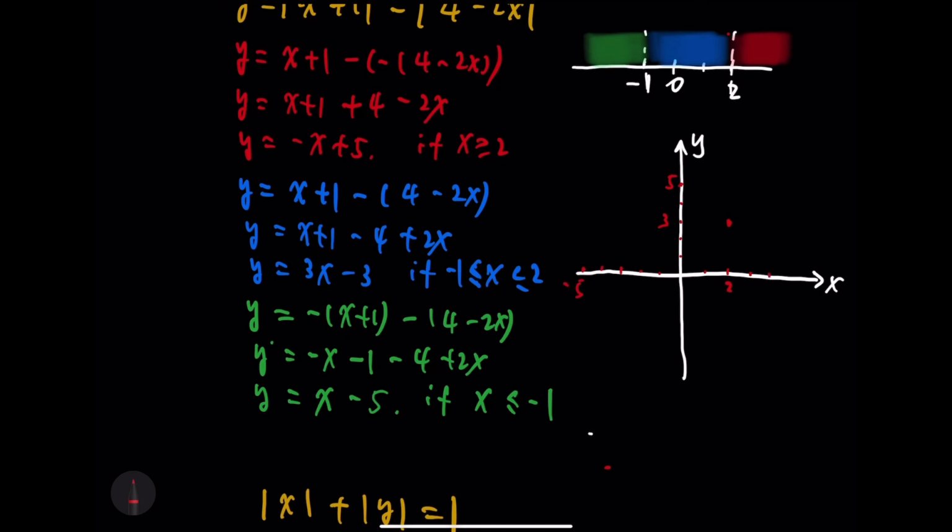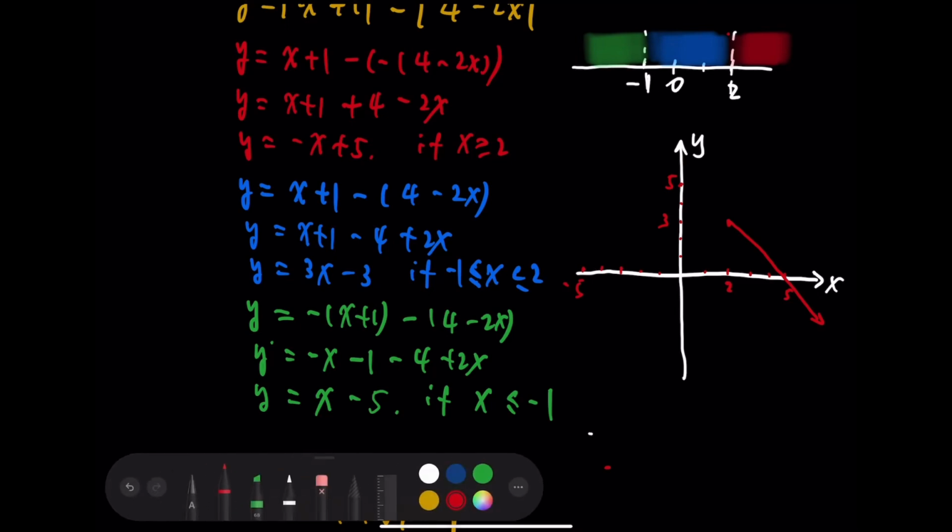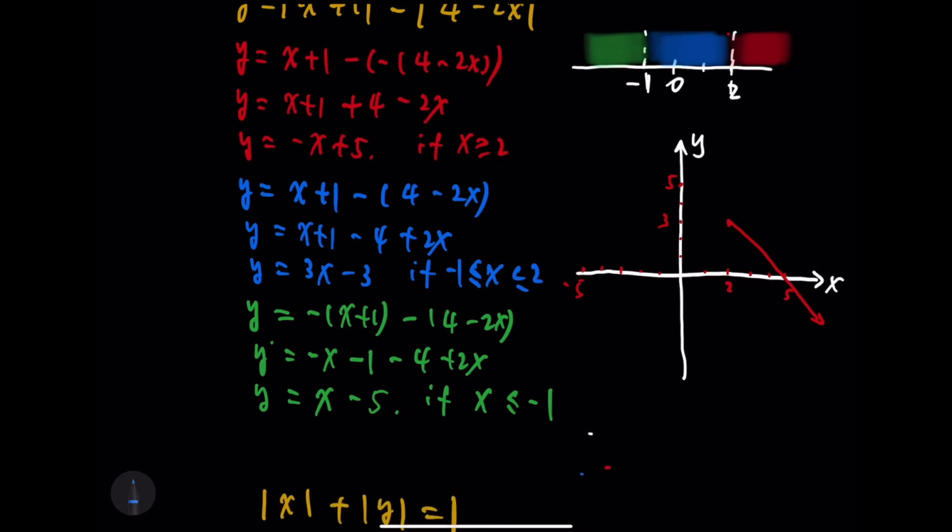5 is the x-intercepts. So it's going to be like this. That's the first piece. And then the second piece is the blue. I'm going to draw in blue. Y equal to 3x minus 3, so the y-intercept is negative 3. X-intercept is going to be 1. But again, I'm only drawing from negative 1 to 2.